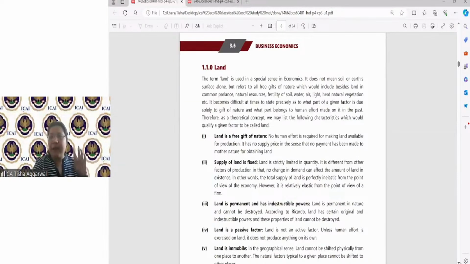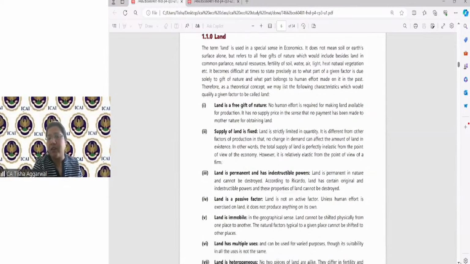Second, its supply is fixed. Like I said, it is strictly limited in quantity. You have to understand how and where the total quantum of land is going to be. Third, it is permanent and has indestructible power. You cannot destroy it or damage it. I do not say that it cannot be infertile; yes, it can be infertile, but you cannot damage it. You cannot remove land from the earth.